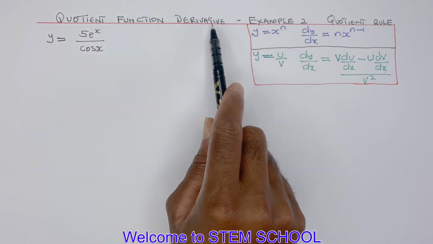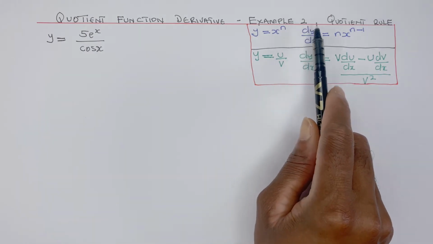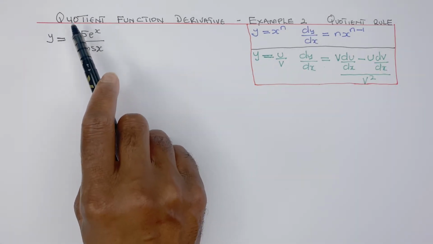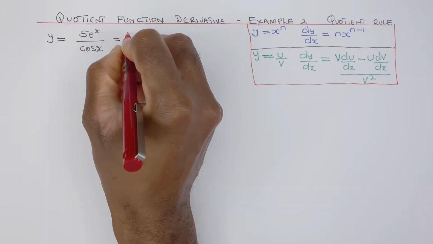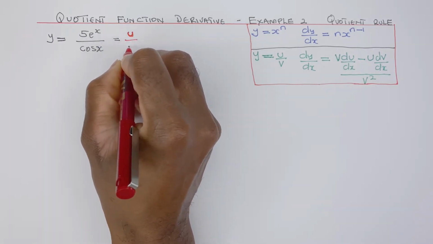Quotient function derivative, example 2, quotient rule. So quotient means divide. Now we've got a fraction function here. This is u and this is v.